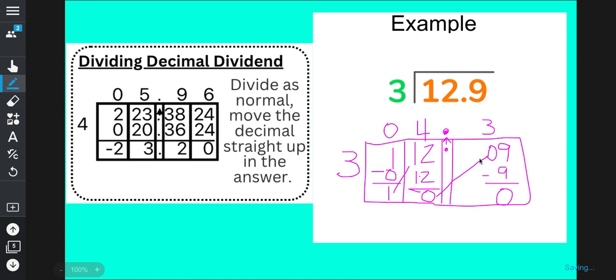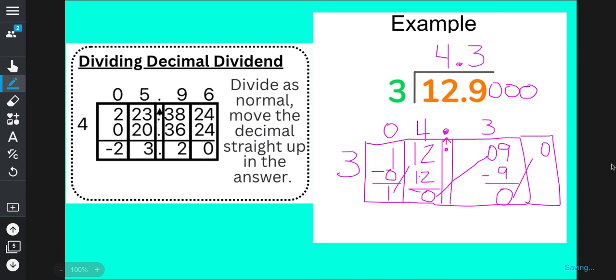Now, when it comes to decimals, we cannot have a remainder. We would keep dividing. We could keep adding boxes and putting zeros here if we had a number down here that we needed to carry over. Because a number like 12.9 and we keep adding zeros after it means the exact same thing as 12.9. But in this case, we did not need to do that, so our answer just became 4.3.